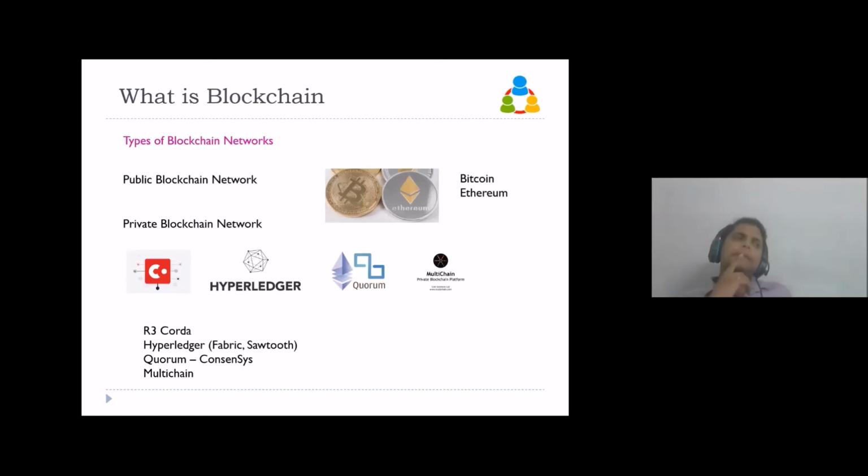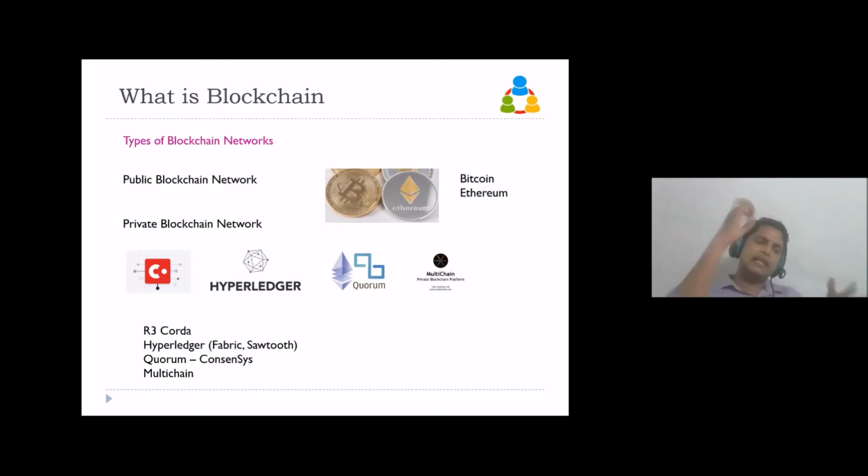Okay, so there are types of blockchains. I had mentioned different types of blockchain earlier. The main two are the public blockchain network and the private blockchain network. For public blockchain networks, many would have heard of the Bitcoin public network. There is the Ethereum public network. There are various other public blockchain networks which use these technologies. Some of them use Bitcoin's blockchain technology, and some use Ethereum's blockchain technology.